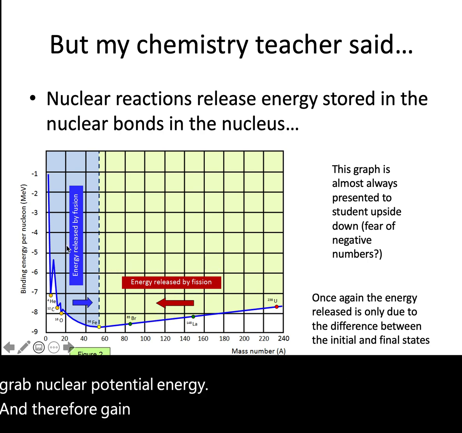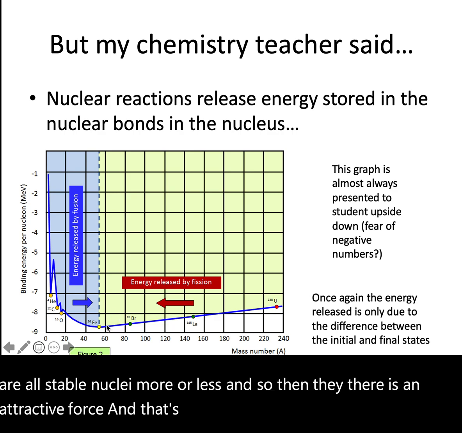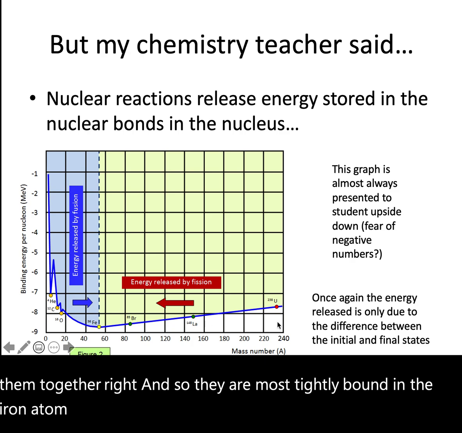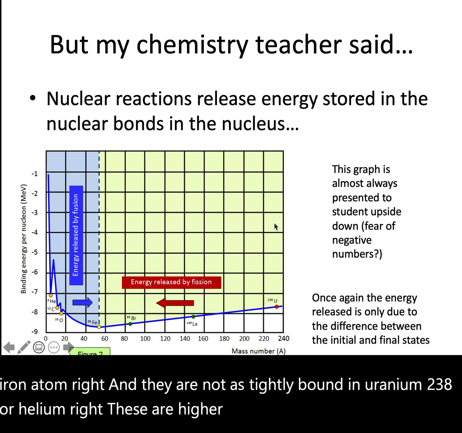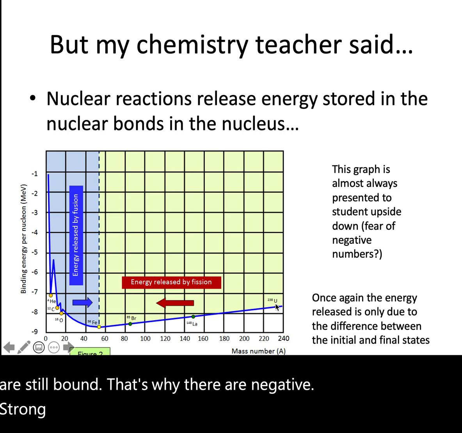But the entire time, right, these are all stable nuclei, more or less, and so then there is an attractive force, and that's the strong nuclear force that's holding them together, right? And so they are most tightly bound in the iron atom, right? And they are not as tightly bound in uranium-238 or helium, right? These are higher up. The nucleons are still bound. That's why they're negative strong nuclear energy, but they are less negative, right?